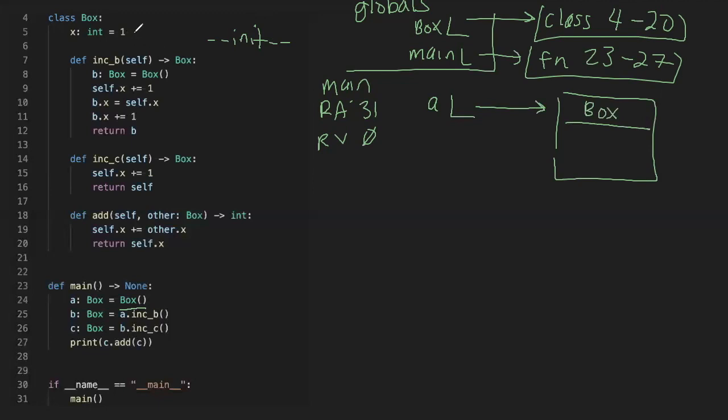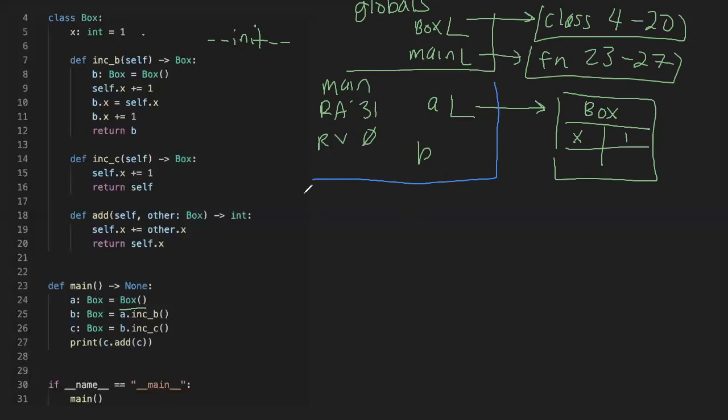And if we look up at the attributes here, we know every Box has some x attribute that starts out as 1 as the default. Okay, so then we set up another variable, b, that is the result of calling a.inc_b. Okay, so that is a method call. So we are going to go ahead and add that frame. I'm going to leave b blank for now because we don't know what it is yet.